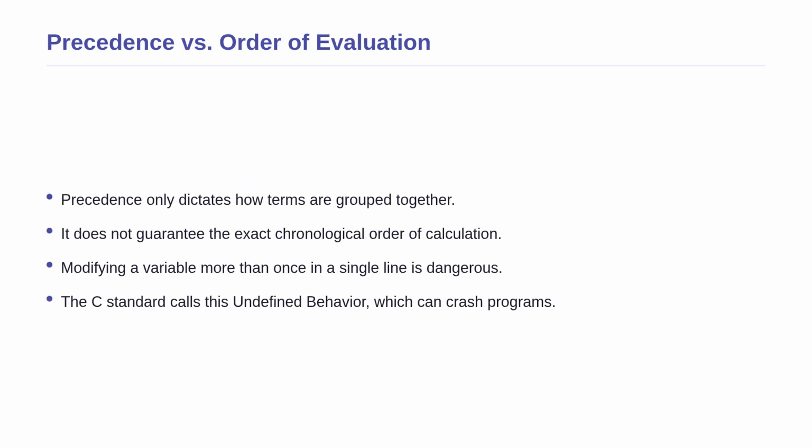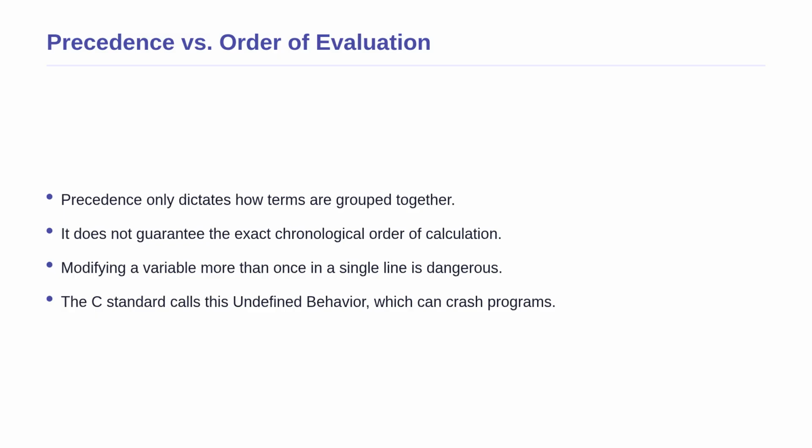Now that we have seen how associativity works, we must address a dangerous trap that even experienced programmers fall into. You must never confuse precedence with the actual order of evaluation. Precedence only dictates how terms are grouped together, but it does not guarantee the exact chronological order in which the processor calculates those groups. This becomes a critical hazard if you try to modify a variable more than once in the exact same expression. The C standard calls this undefined behavior.